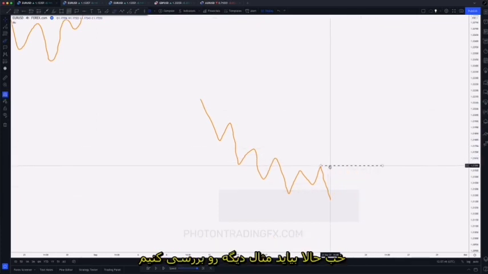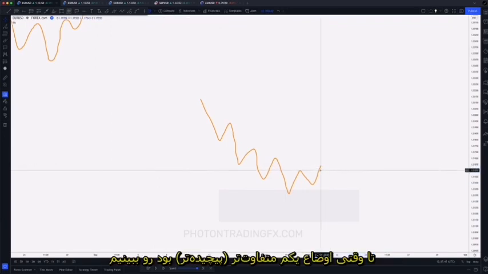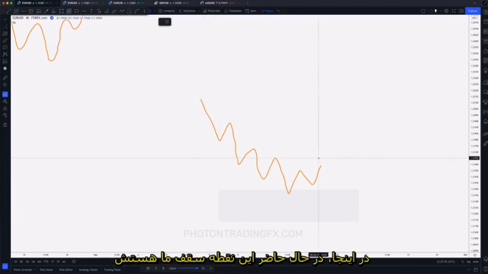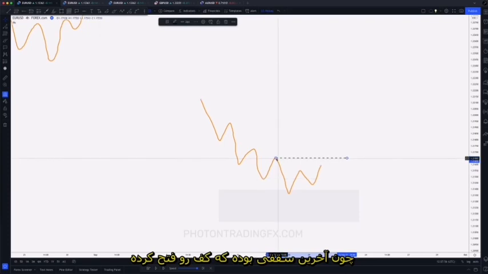But let me do the other example, all right, just to show you when it's a little bit more, I don't want to say complex, but just sometimes slightly different. Let's say, right, so currently this would be our high, right, at this point, because that was the last high that took out a low.